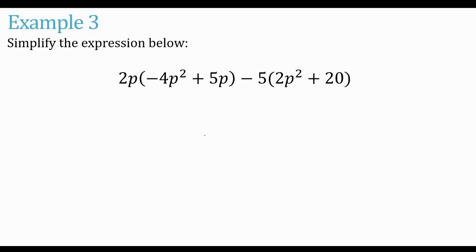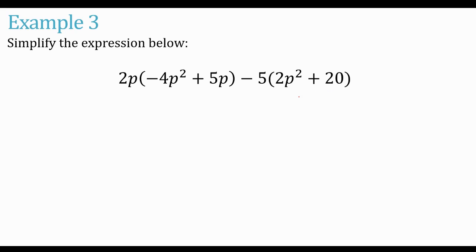Simplify the expression below. 2p minus 4p squared plus 5p minus 5 times the sum of 2p squared and 20. So we have two sets of parentheses here. We have numbers outside the parentheses, a bunch of operations going on. So let's just see what we can do first. Remember, in order of operations, we do what's inside the parentheses first. But take a look. Inside our parentheses here, we cannot add anything because they're not like terms. And the same thing goes for what's happening over here. These are not like terms, so I cannot add those together.